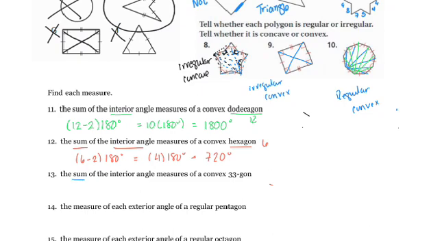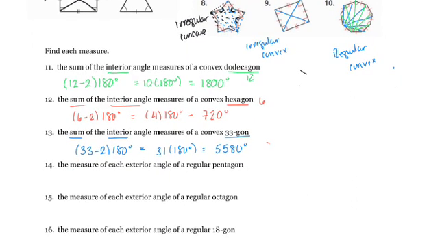What is the sum of the interior angle measures of a convex 33gon? So 33 sides, so n is 33, minus 2 times 180 degrees. So 33 minus 2 is 31, times 180. And then 31 times 180 is equal to 5,580 degrees.